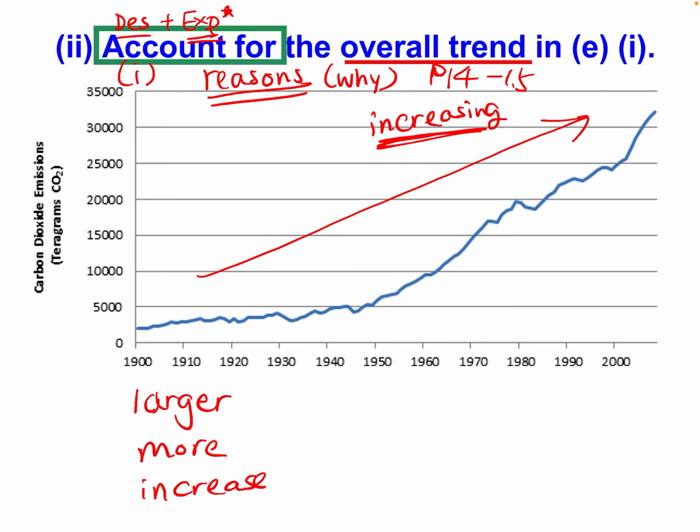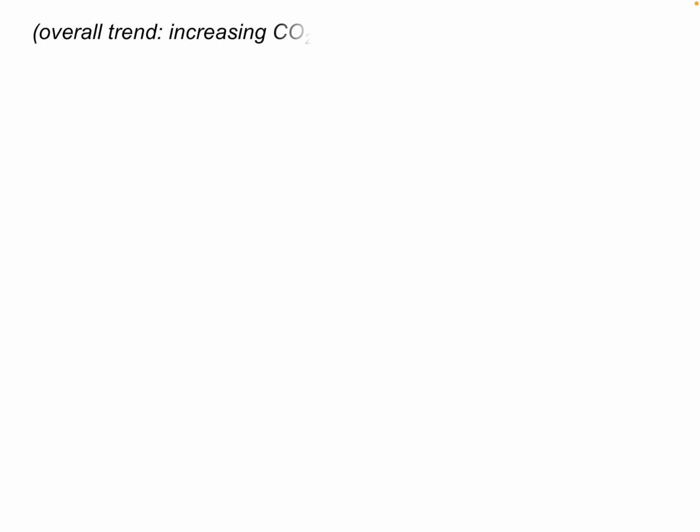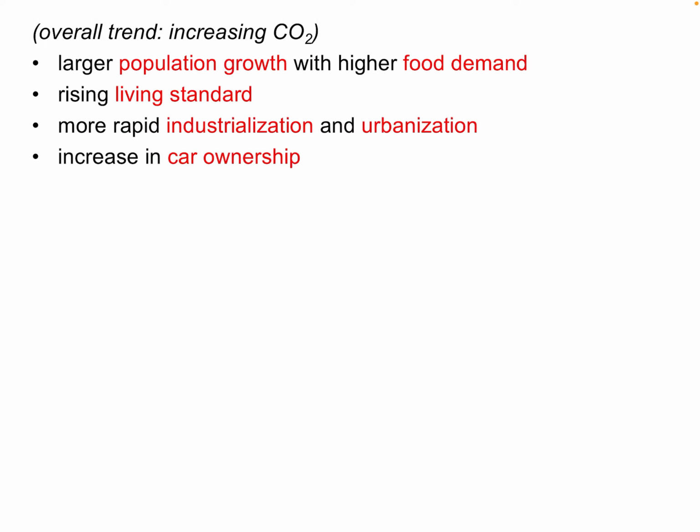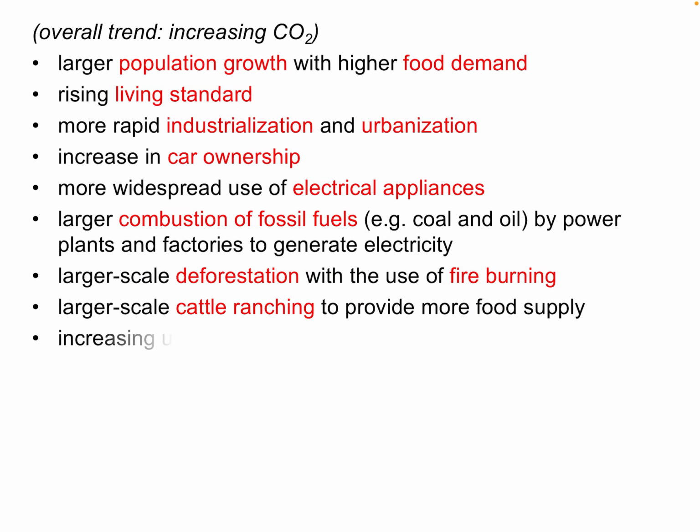Account for the overall trend. Highlight. The overall trend is increasing. So 1 mark for description. We have described it already, so the focus will be explanation. So larger population growth. You can see some underlying causes. I will mark them down, so let you copy first, and then I explain to you.